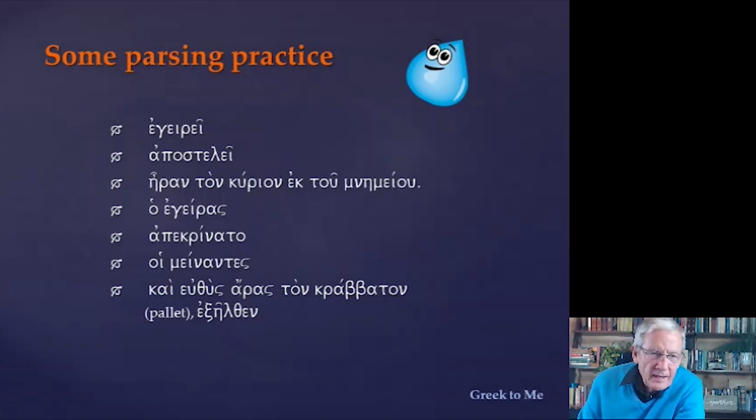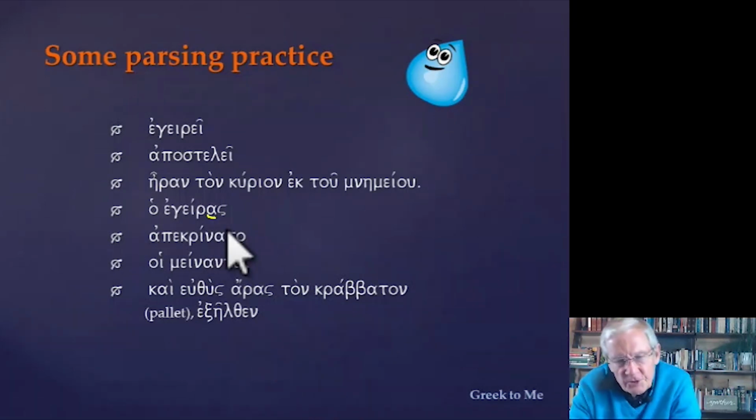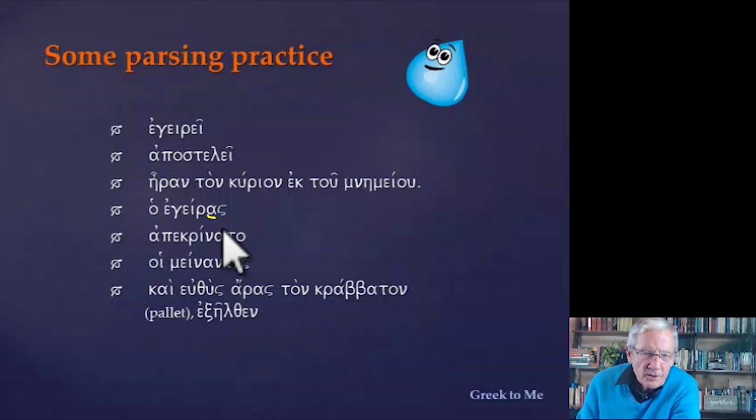Participles that are aorist also reject the sigma suffix. So what we're left with here is the alpha. So this is a first aorist, active participle, masculine singular nominative. In the attributive position, the one who raised.